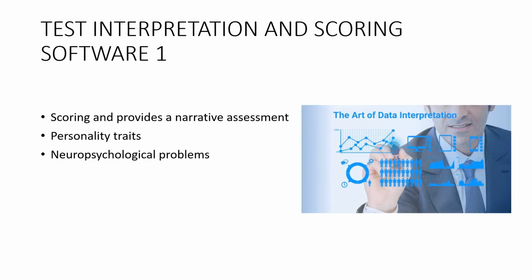Test interpretation and scoring software. Scoring and provides a narrative assessment, personality traits, and neuropsychological problems. So these are some of the things that computer software could help us with when it comes to psychology, right? It's to score your results and then also provide you with, like, let's say bar graphs or some types of diagnostics so that we can understand where you are when it comes to a specific survey. It also helps with understanding and scoring personality trait surveys and then also neuropsychological problems.